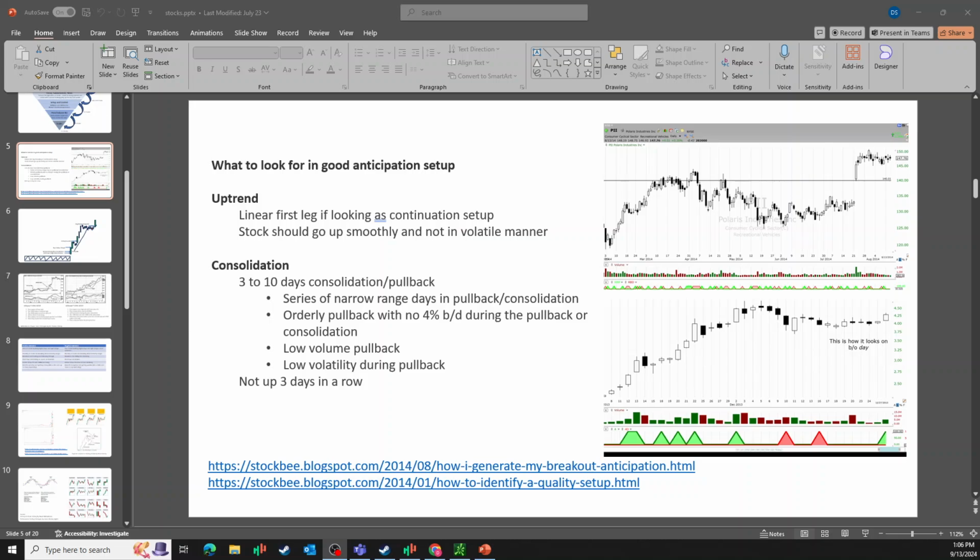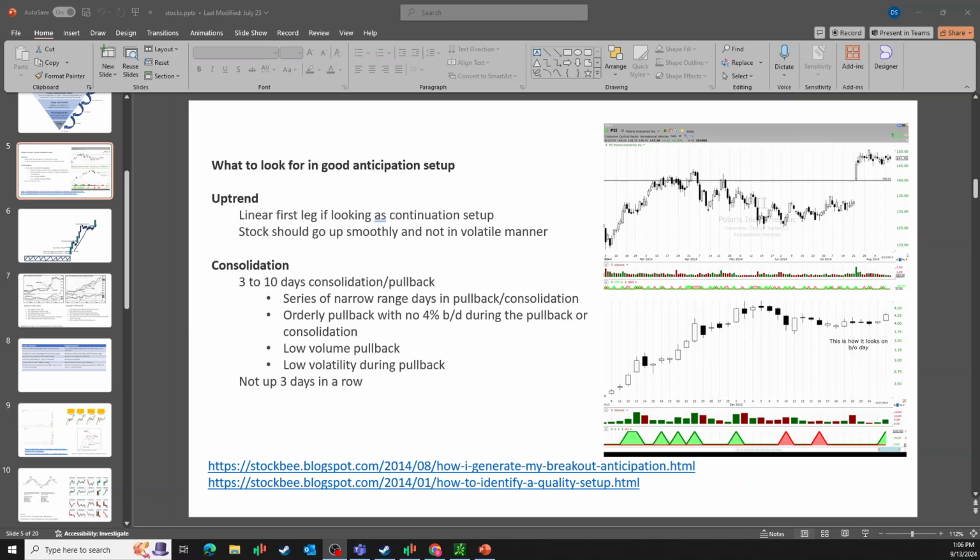Which criteria do you filter by, and how do you know which ones to kick out of your watch list and which ones to keep? Which ones are going to give you the highest probability of success? That's something that's often a struggle for a lot of traders just because they don't have a lot of experience doing it.